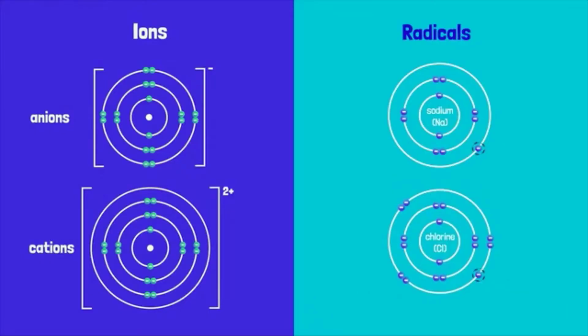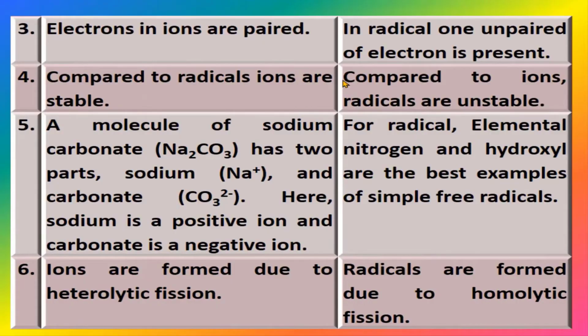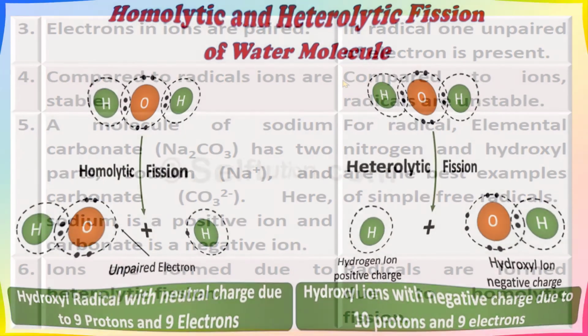Number 3, electrons in ions are paired. In a radical, one unpaired electron is present. Number 4, compared to radicals, ions are stable, but compared to ions, radicals are unstable. Number 5, a molecule of sodium carbonate has two parts, sodium ion and carbonate ion. Here, sodium is a positive ion and carbonate is a negative ion. For radicals, elemental nitrogen and hydroxyl are the best examples of simple free radicals. Number 6, ions are formed due to heterolytic fission, whereas radicals are formed due to homolytic fission.